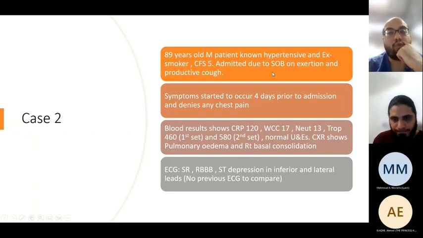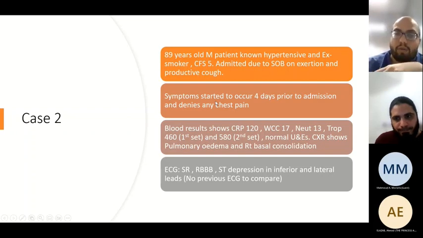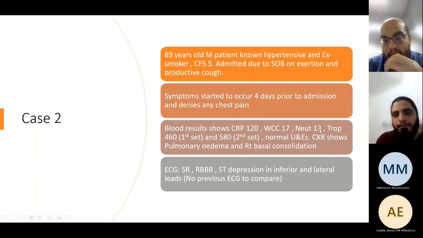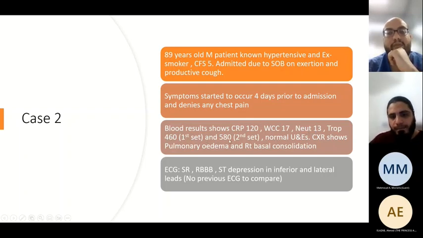He was admitted because of shortness of breath on exertion and also a productive cough, but all of these symptoms developed 4 days prior to the admission. I took the history from him, and he's adamant that he doesn't have any chest pain. The blood results show a CRP of 120, white cell count of 17, neutrophils of 13. The first troponin set was 460 and the second set was 580, and he had normal kidney function. The chest X-ray showed pulmonary edema and right basal consolidation.